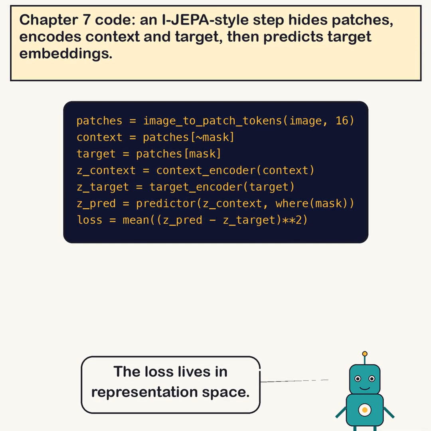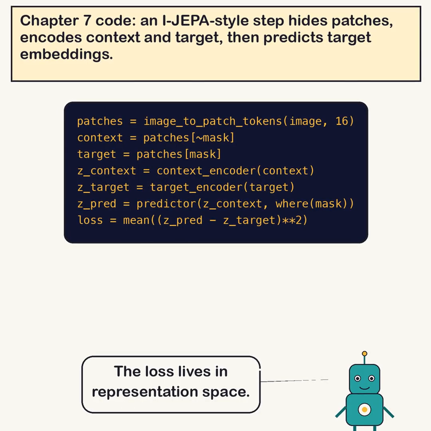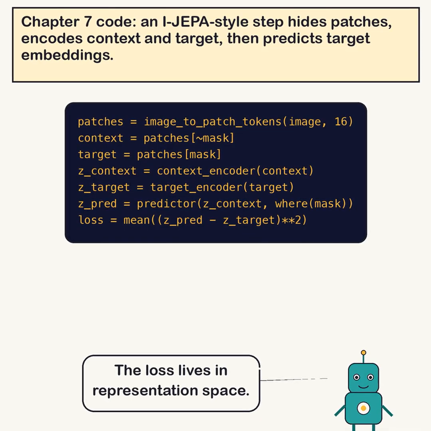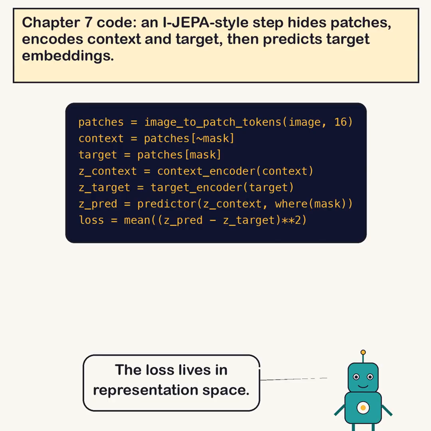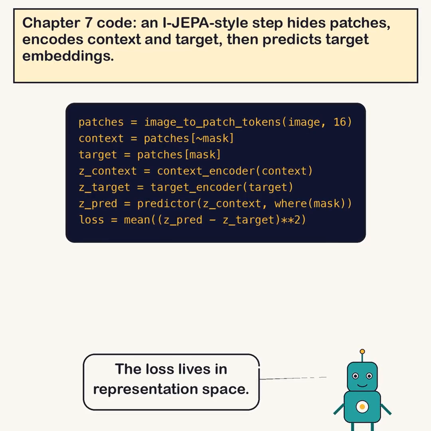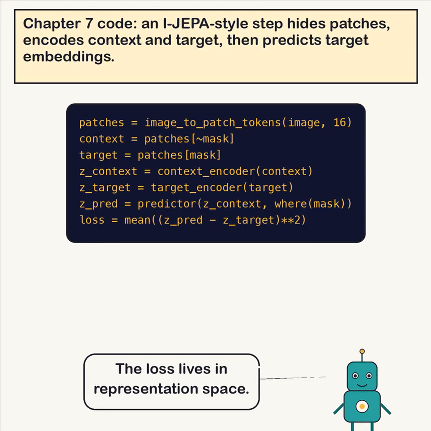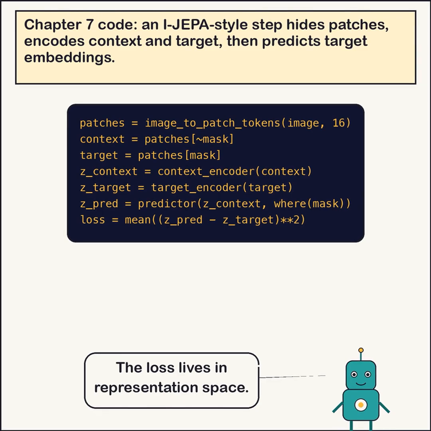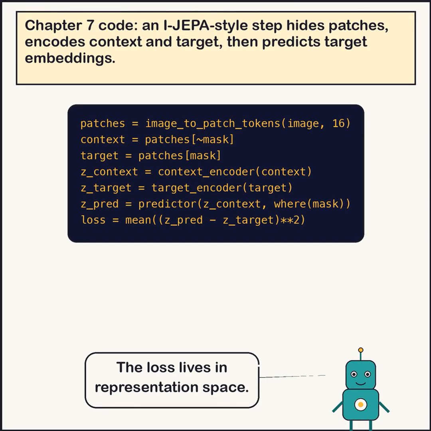The IJEPA step is a training story with tension. The mask creates the mystery. The context encoder sees only part of the evidence. The target encoder knows the hidden answer but does not receive gradients this step. The predictor must infer the missing embedding from context and position. Mean squared error is used because the target is a vector, not a class.